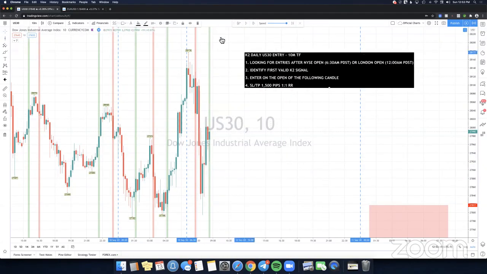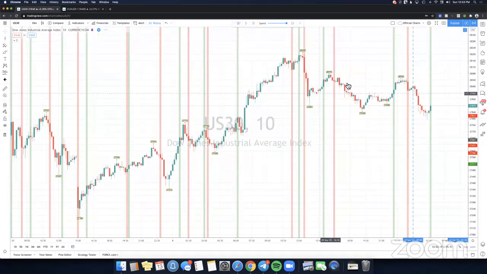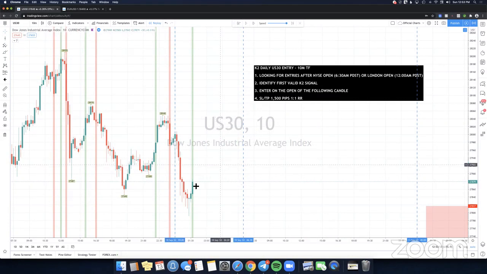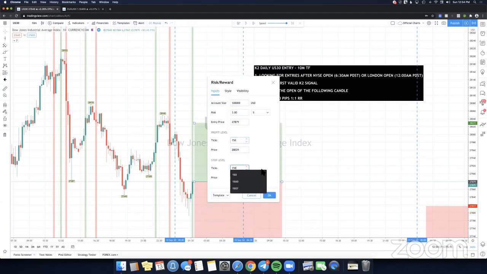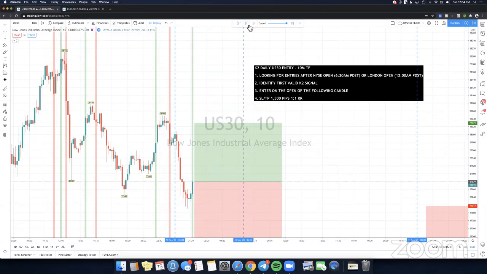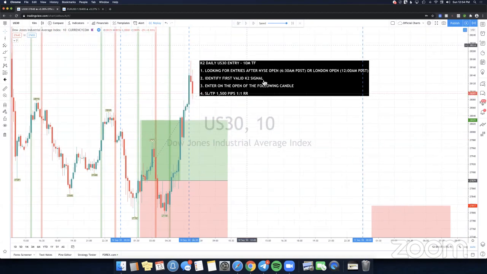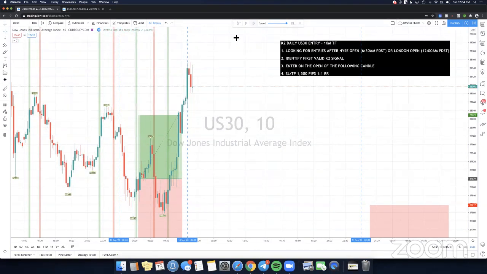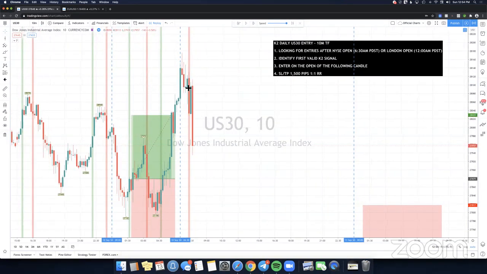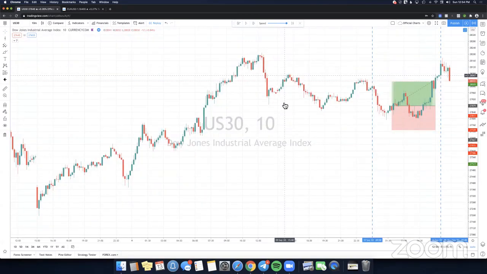So this is going to be the London entry right here. It's after 12 a.m., which is right here. And then the first valid signal is right here. If you take this entry, 1,500 pips. You can see right there, I hit full TP. So you could trade both. This is the London entry over here, and then here's the US entry right here. So you can take both. If you take London and you take US, you could have won both of these trades.